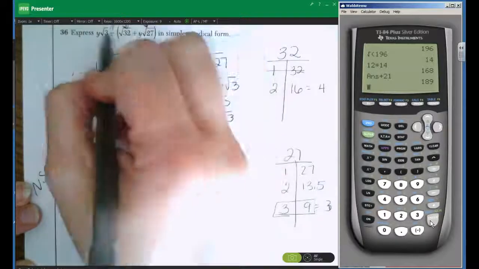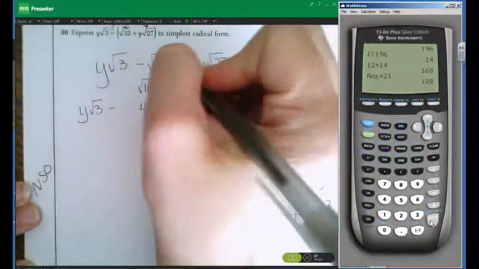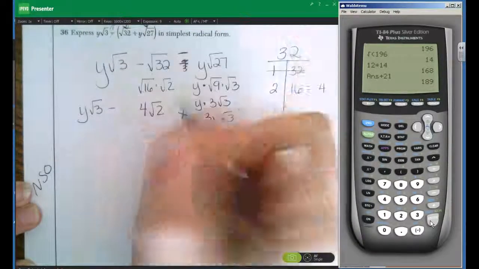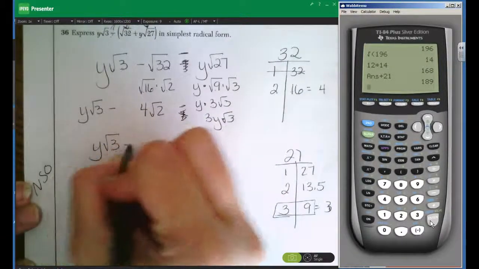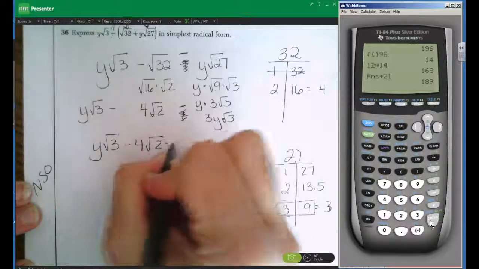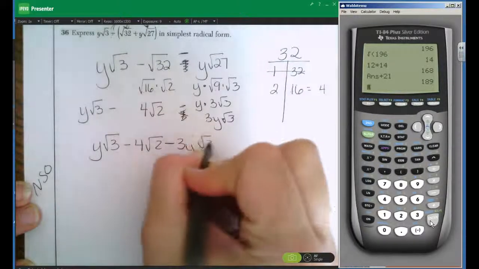Oh, wait, you didn't catch me. See how this negative here? This is supposed to be a negative. What was I thinking? That's a negative. That's a negative. Let me rewrite this. Y square roots of 3 minus 4 square roots of 2 minus 3y square roots of 3.